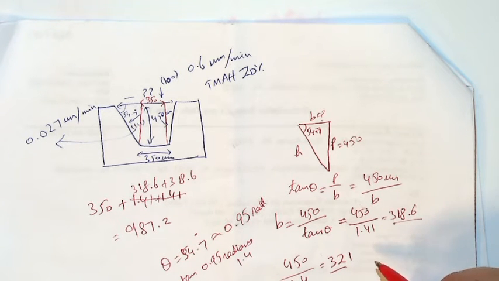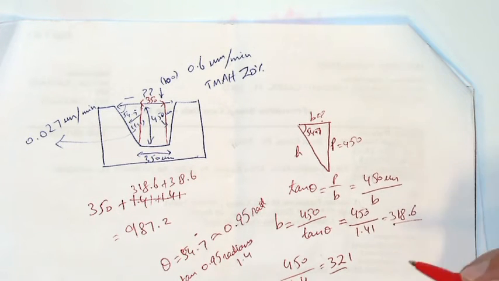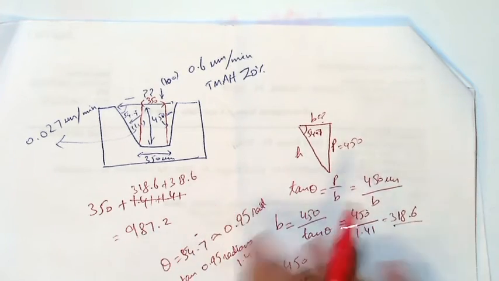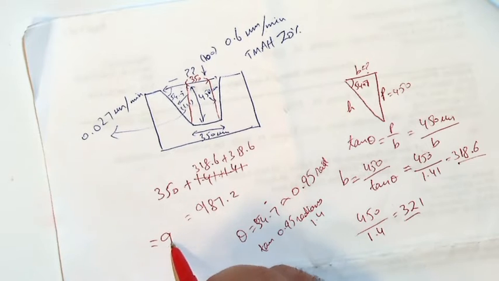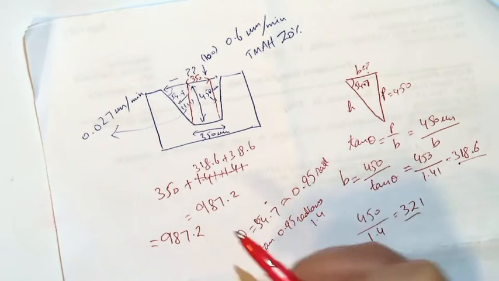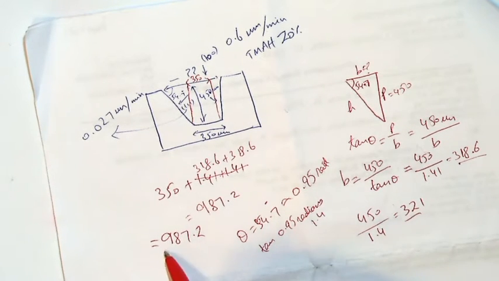So can you do it again, Kabir? Tan 54.7. Is it still 1.41 in degrees? 1.41. Okay, then it's the same number. It doesn't matter if we use radians or degrees in this case. So our answer would be 987.2, right? That's your starting window.